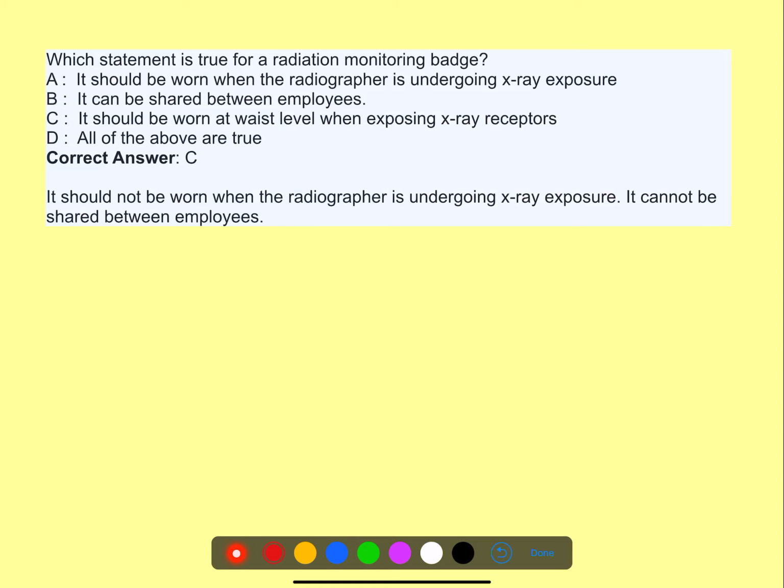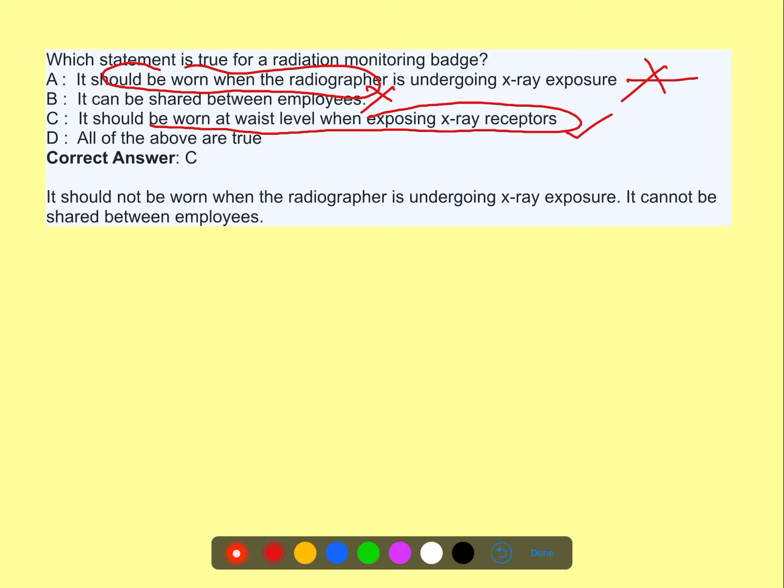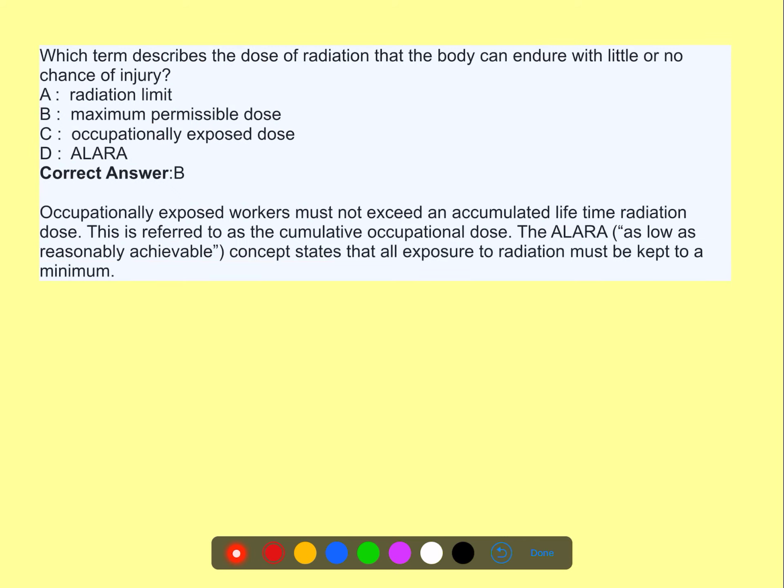Which statement is true for a radiation monitoring badge? The radiation monitoring badge should not be worn by a radiographer when he is going for exposure. That means when he wants to expose himself, he should not use the radiograph badge. And this badge cannot be shared between other employees. It should be worn at waist level when exposing the X-ray receptor. So option C is true for the radiation monitoring badge.